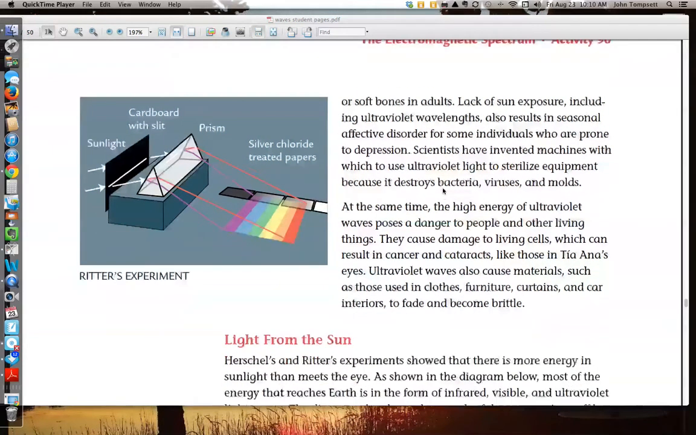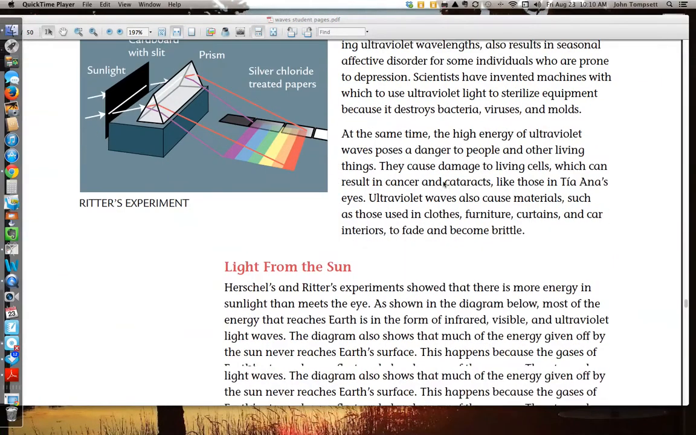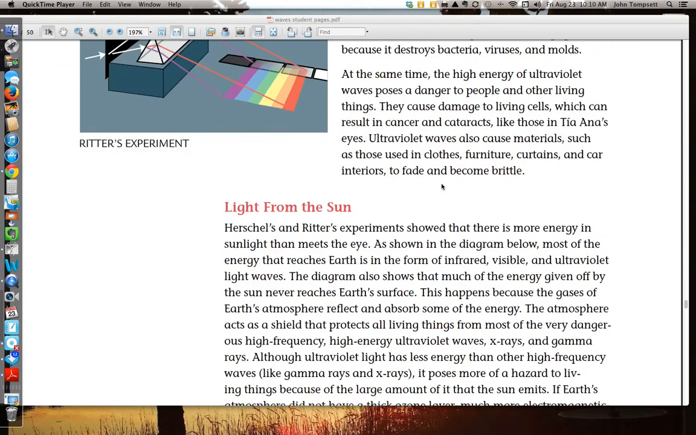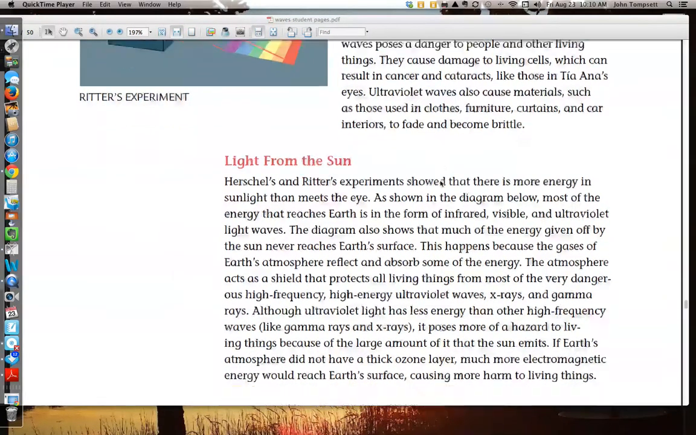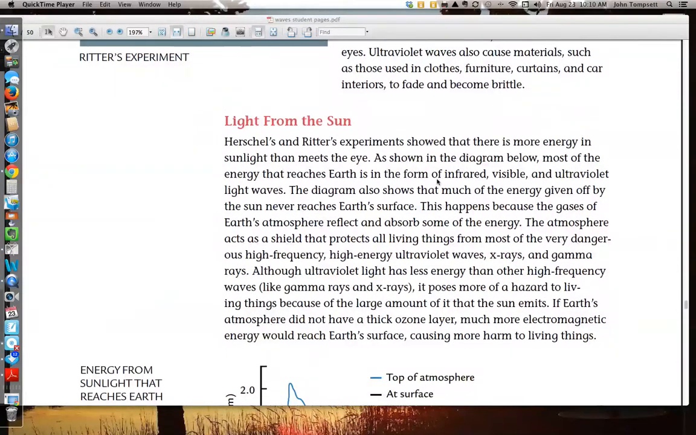Moving on to the next section. It's called Light from the Sun. Try to get it just right, but whether I can or not, we'll see.